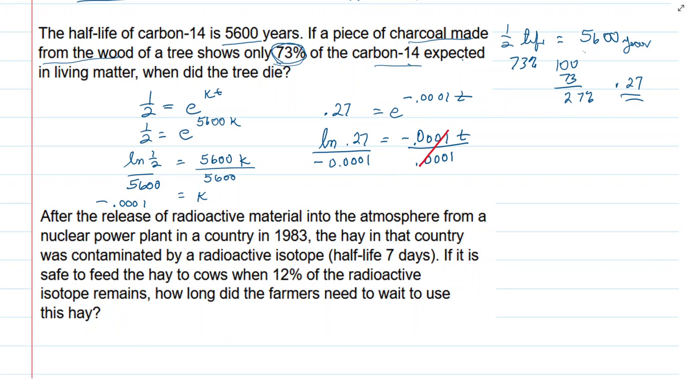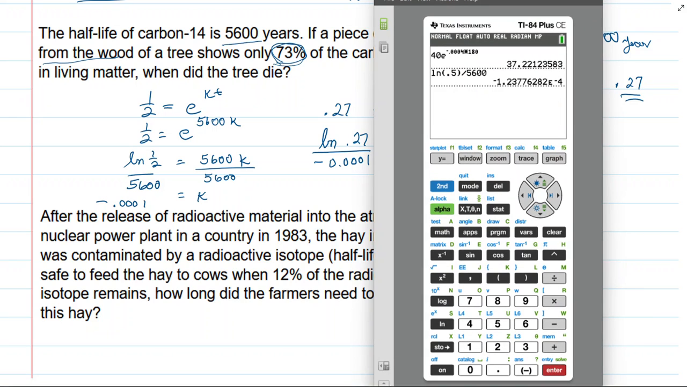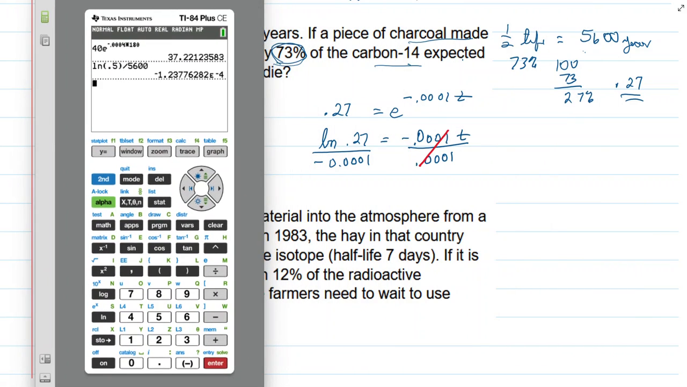Now we just stick it in a calculator. ln 0.27, because that's what we're going to use, divided by the negative decimal 0.0001231. Right.